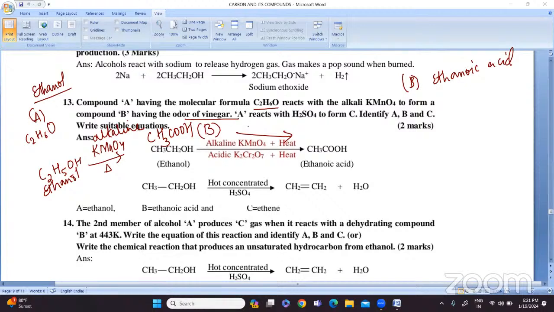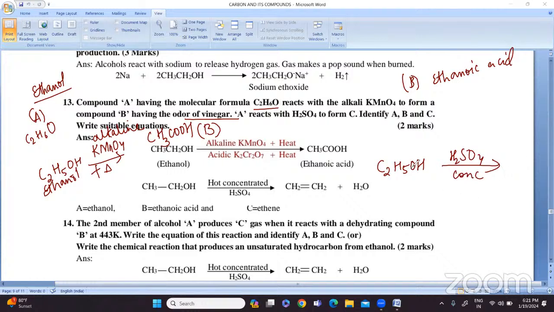So compound A reacts with alkaline KMnO4. When you heat it, you get ethanoic acid. Now, what is compound A? Ethanol, C2H5OH. Ethanol reacts with H2SO4, that is concentrated sulfuric acid, and you get C.